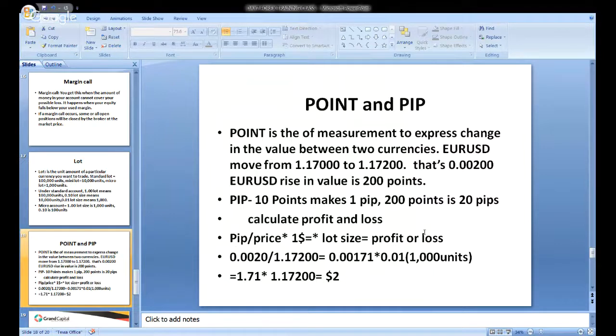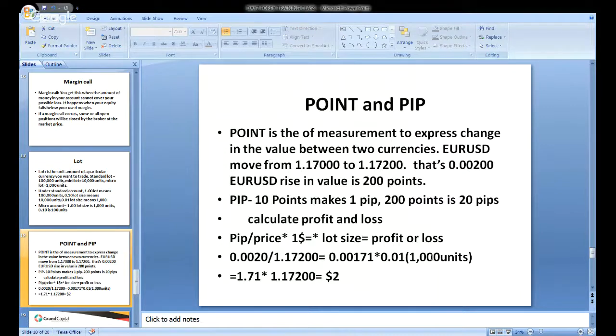Now, how do you calculate your profit and loss? The pips divided by the price, which is 1.17200, times 1 USD equals the amount. So whatever the amount is, you times it by the lot size. So the lot size equals the profit and loss. It simply means that the lot size we are talking about here, when you are under standard account, the lot size is 1,000. So it means that you make 20 pips. So 20 pips divided by the price equals this, times 1,000 units.